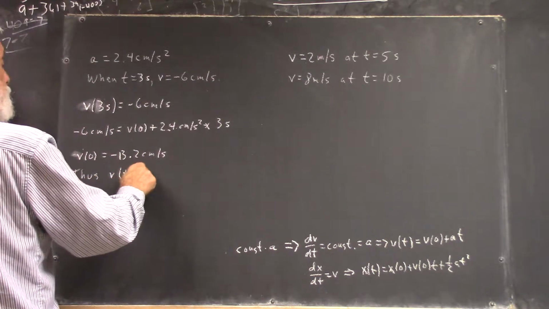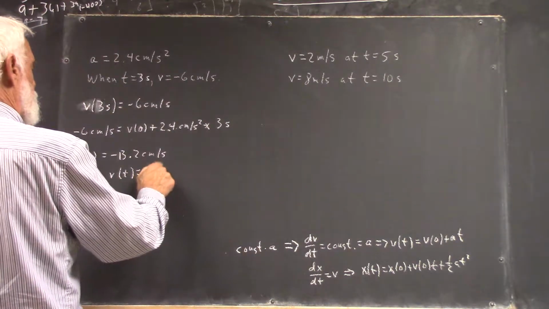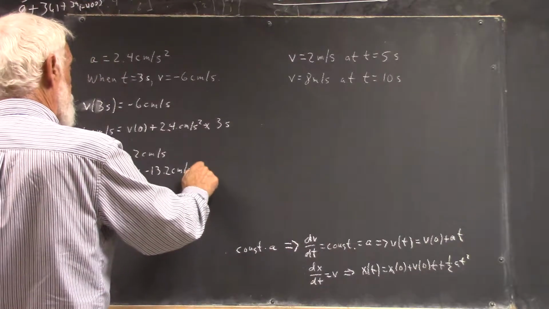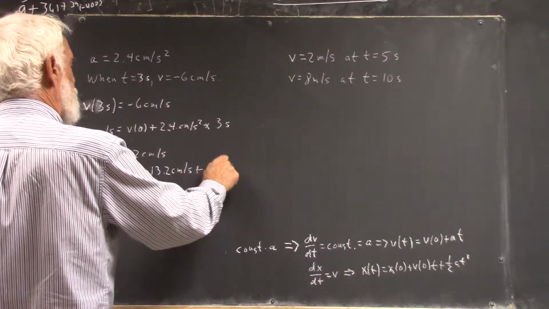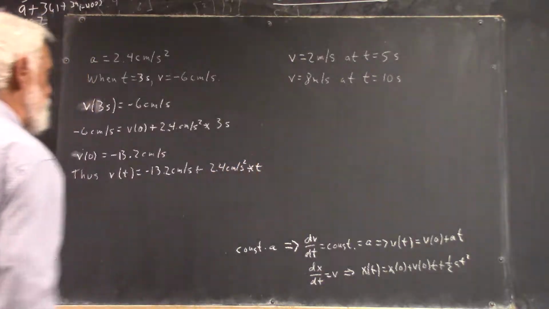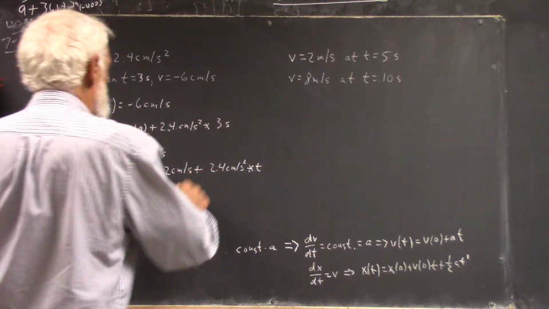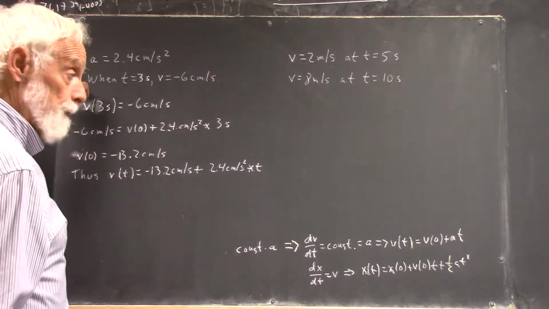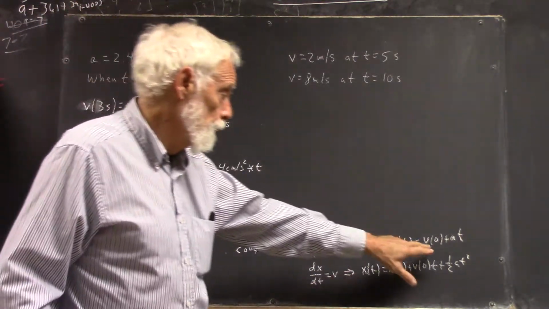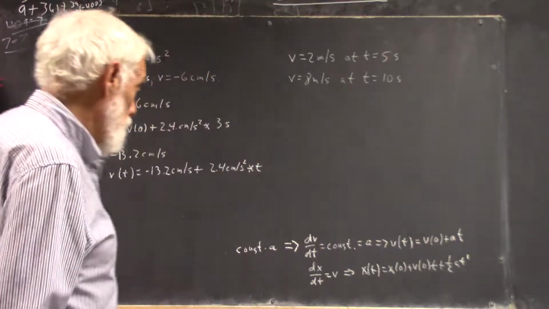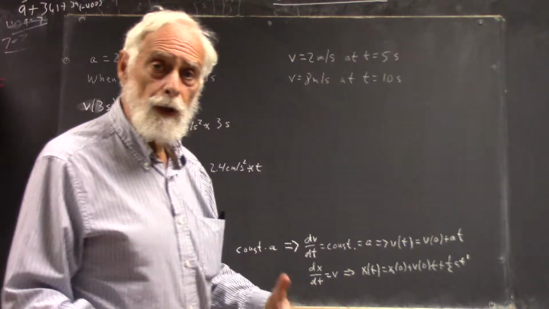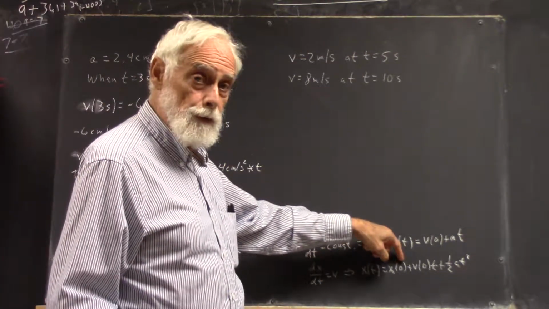Thus, v of t equals -13.2 centimeters per second. That's your v of 0, plus at, which is 2.4 centimeters per second squared times t. Now you see a problem, and if you do a few problems of this nature, you can determine v of 0. If you were asked something about the position, you would have to have more information. You have to have enough information to figure out x of 0.